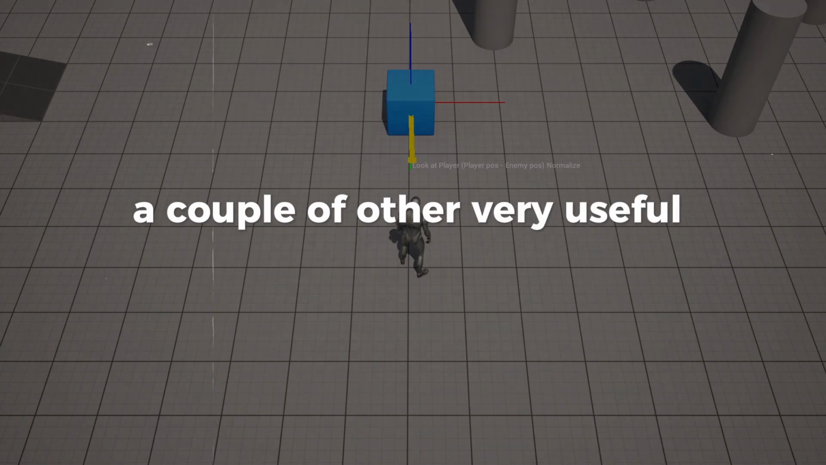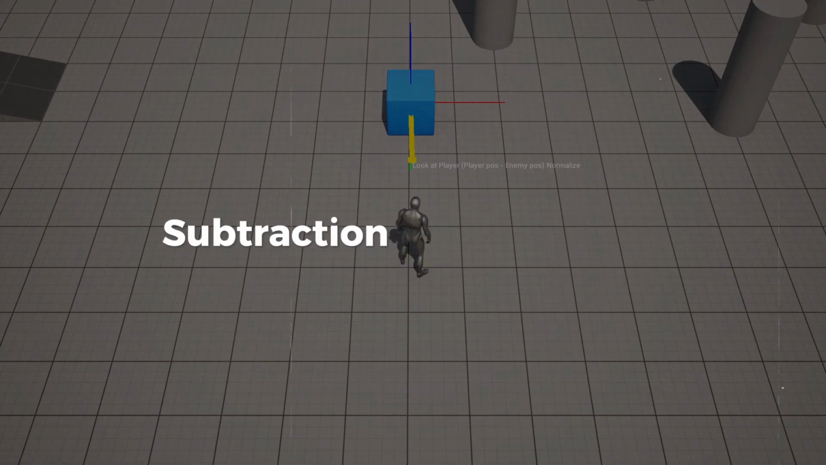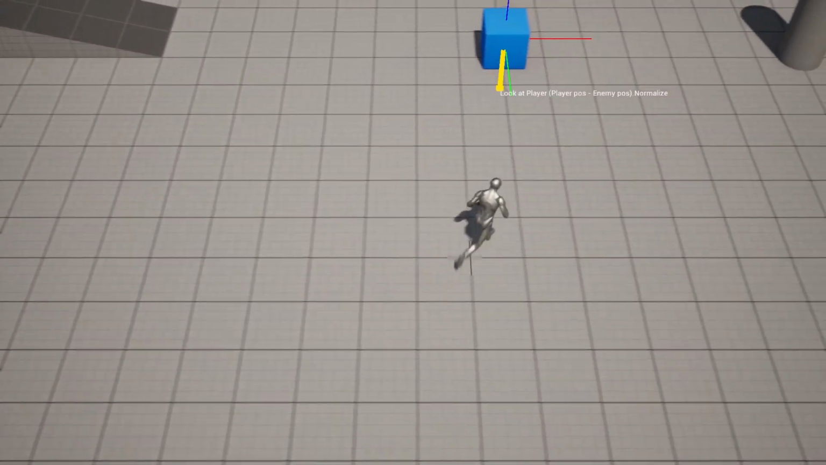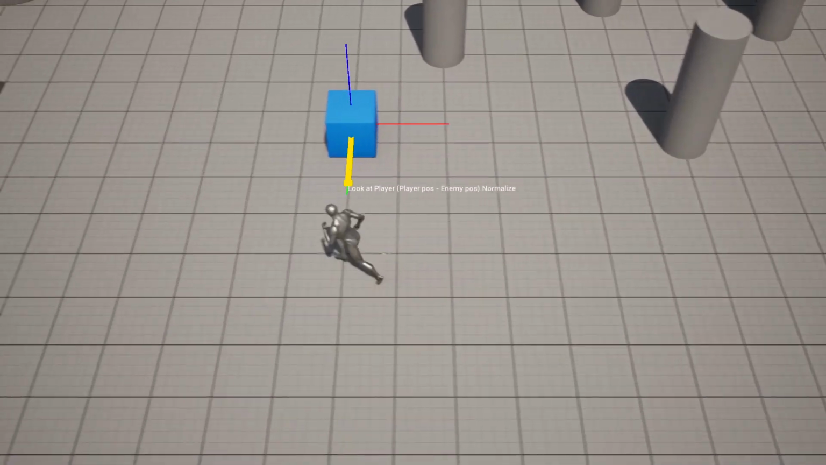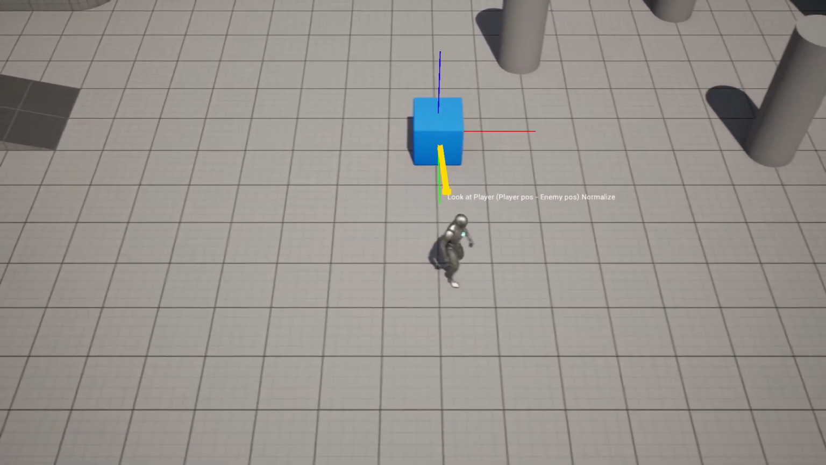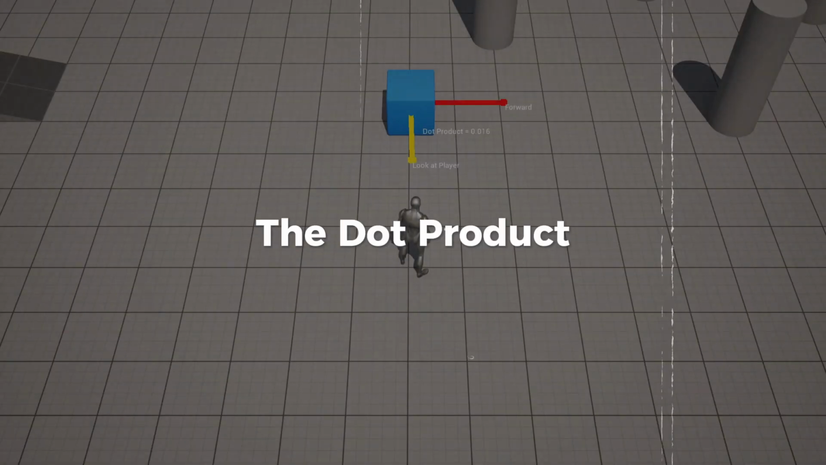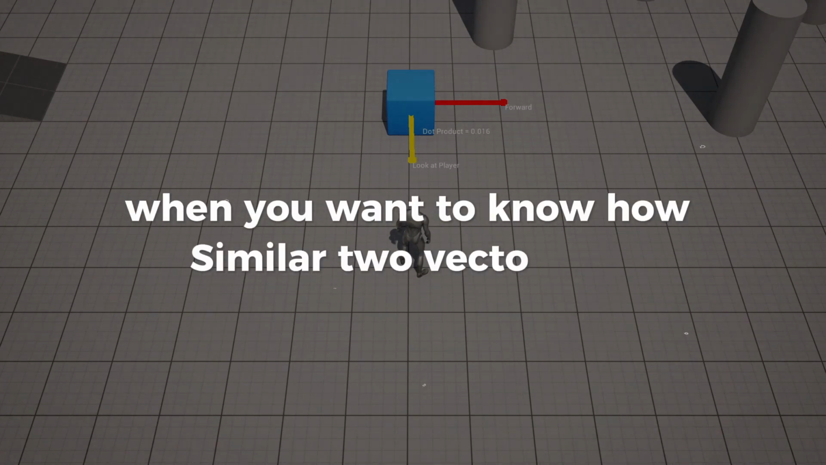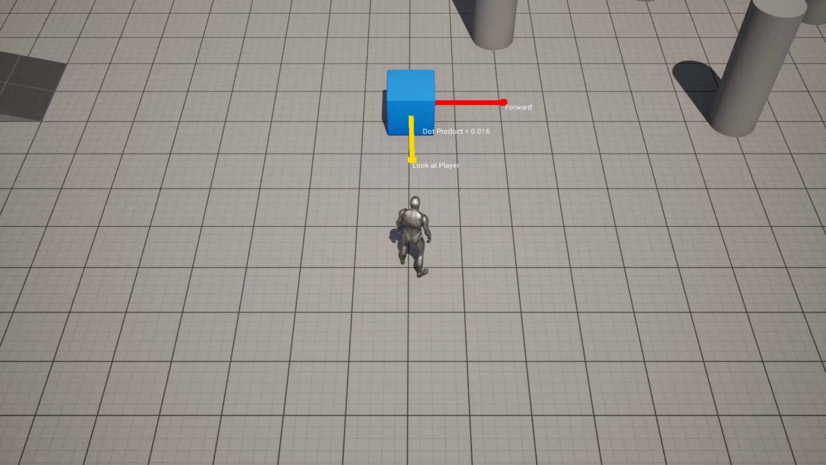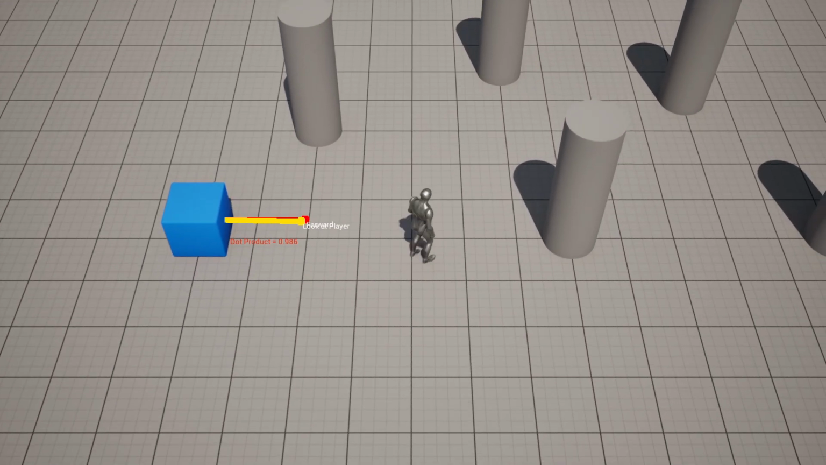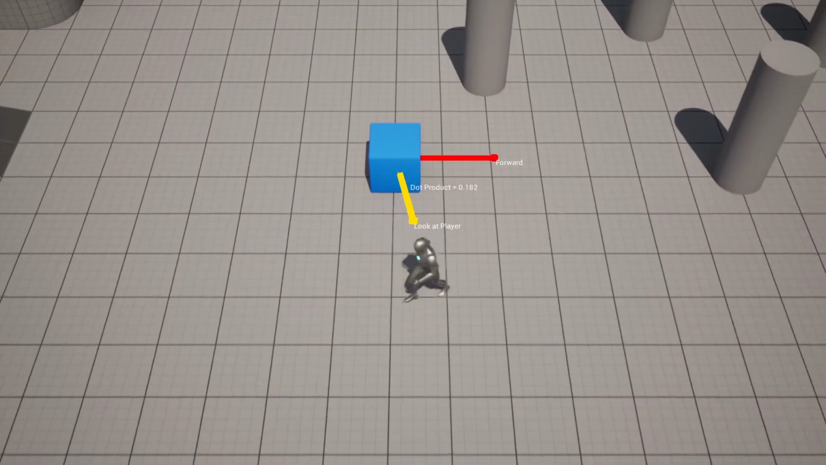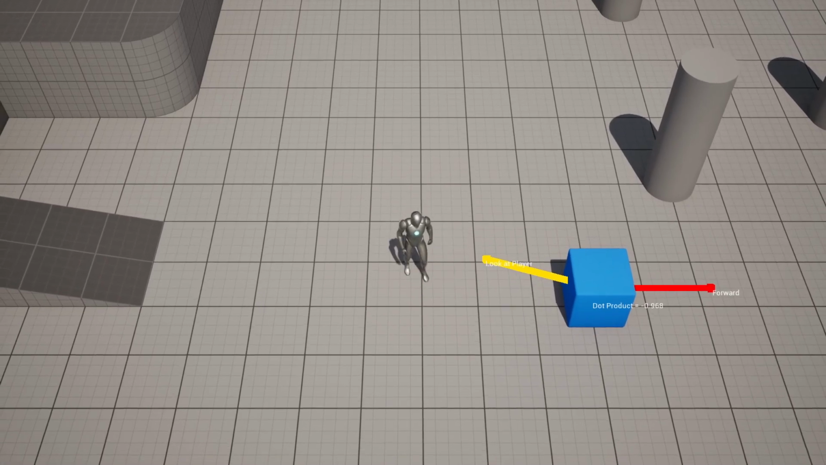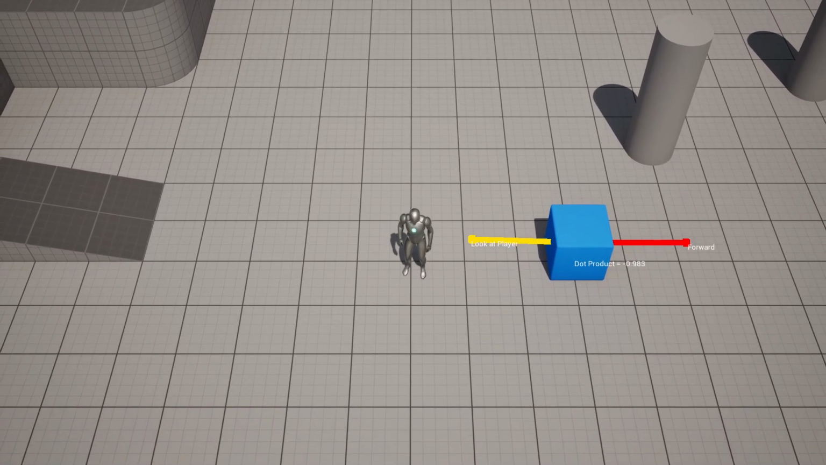A couple of other very useful operations on vectors are subtraction of 2 points, which is commonly used to find the look-at vector from one point to another. For example, the direction for our enemy to look at our player. Then the dot product, which you will hear and use a lot when you want to know how similar two vectors are. For example, if you want to know if our enemy has line of sight to our player and can see it, we can use the dot product between our enemy's forward vector and its look at player vector that we can obtain from vector subtraction.